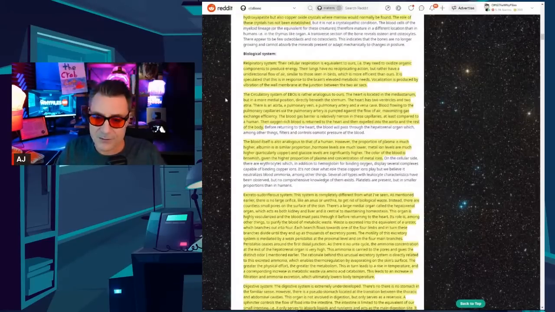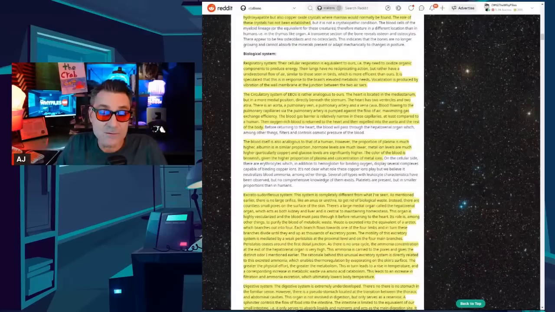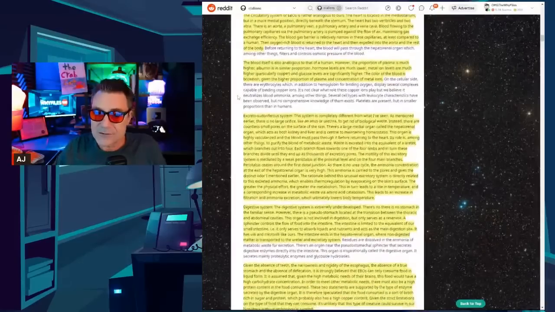All right, the circulatory system of EBOs is rather analogous to ours. The heart is located in the mediastinum, but in a more medial position, directly beneath the sternum. The heart has two ventricles and two atria. There is an aorta, a pulmonary vein, a pulmonary artery, and a vena cava. Blood flowing to the pulmonary capillaries via the pulmonary artery is pumped against the flow of air, maximizing gas exchange efficiency. The blood-gas barrier is relatively narrow in these capillaries, at least compared to a human. Then oxygen-rich blood is returned to the heart and then expelled into the aorta and to the rest of the body.